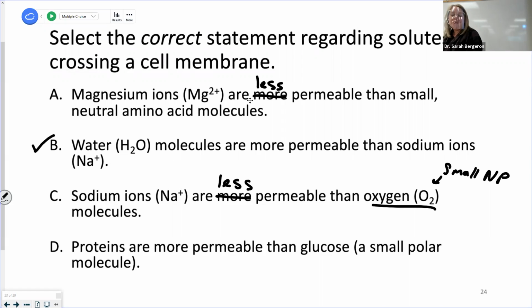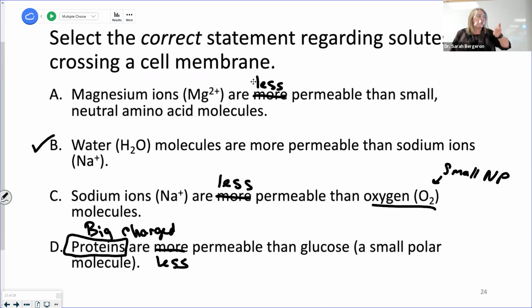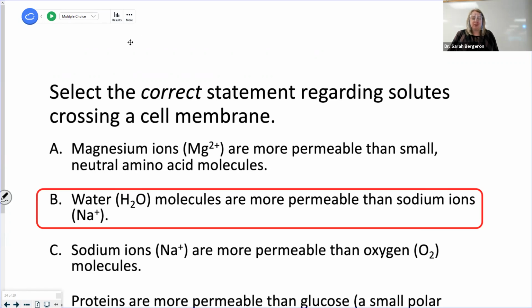Proteins are more permeable than glucose. Think about proteins. When we say proteins, is this something big or small? It's really big. It's usually carrying some kind of a charge, right? So they're less permeable, right? So each one of the incorrect ones, all you had to do was swap them and say less, all right? Okay, one more.